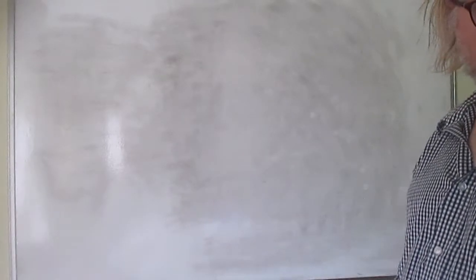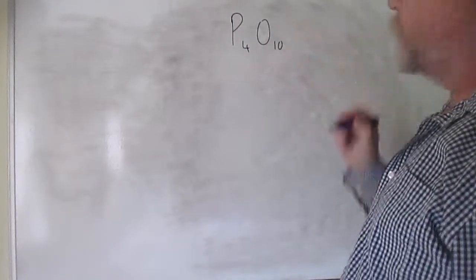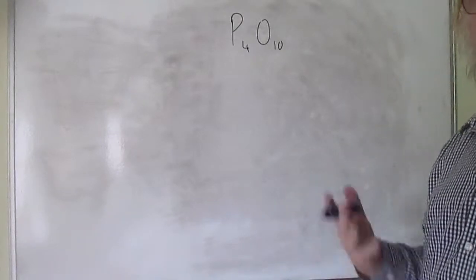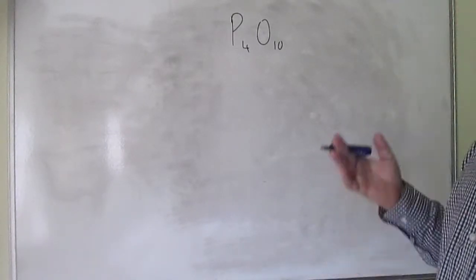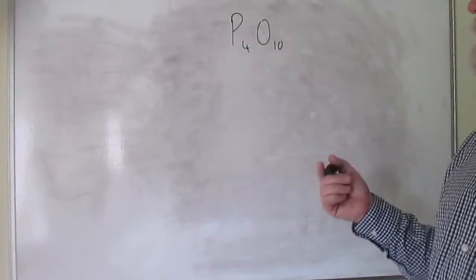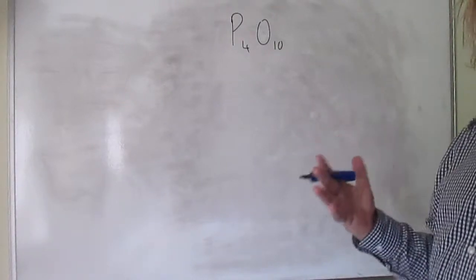Part A asks us simply for the systematic name of P4O10. When it asks for a systematic name, if it's an organic compound, that just means the normal naming that you've learnt to do. But when it's an inorganic compound and it uses that word systematic, what it implies is that it wants you to specify using oxidation states.